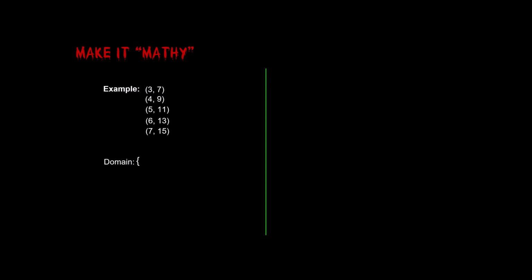The domain here is 3, 4, 5, 6, and 7. Your range then would just be the 7, the 9, the 11, the 13, and the 15. It's the exact same thing we did before, except now we're just working with numbers. I like to start with things besides numbers because I think when you create that story, it helps you to separate it in your mind. So when you see the numbers, it's not really as off-putting or challenging.